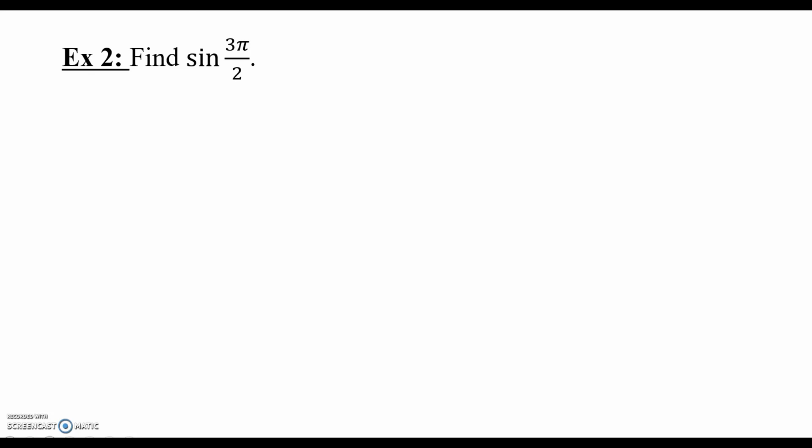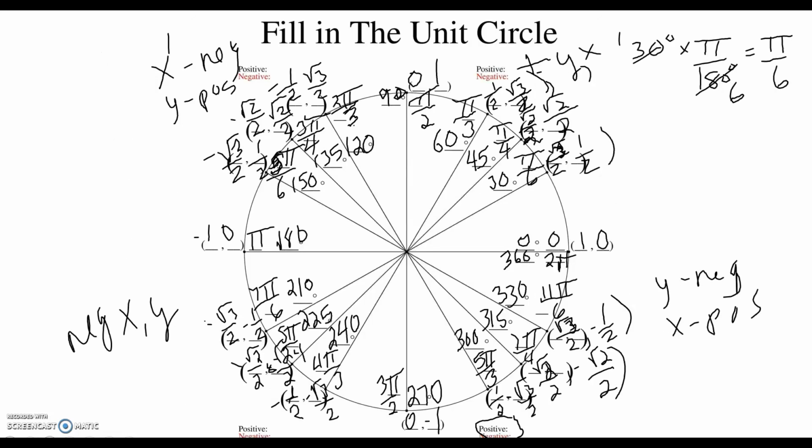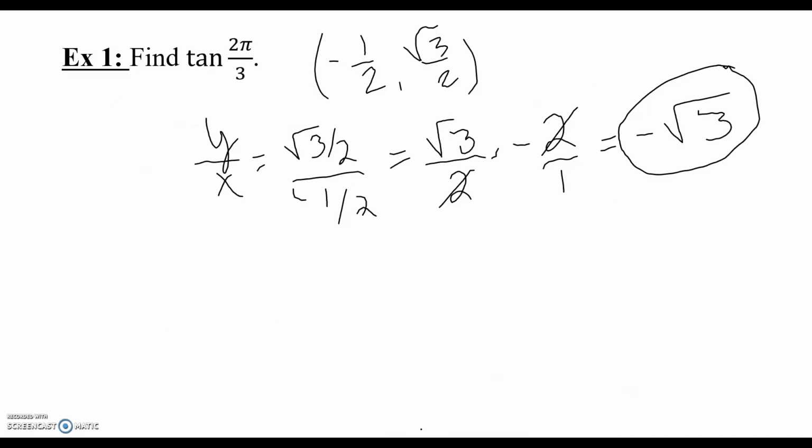Now, for example 2, we want to find the sine of 3 pi over 2. So now if we go back and we look at our unit circle, 3 pi over 2 is down here at the bottom. That's 270 degrees. That's the point 0, -1. So since this is the point 0, -1, I'm going to write that here as 0, -1. Now remember, sine corresponds to the y value. So our y value is -1. So our sine would be -1. The sine of 3 pi over 2 would be -1.